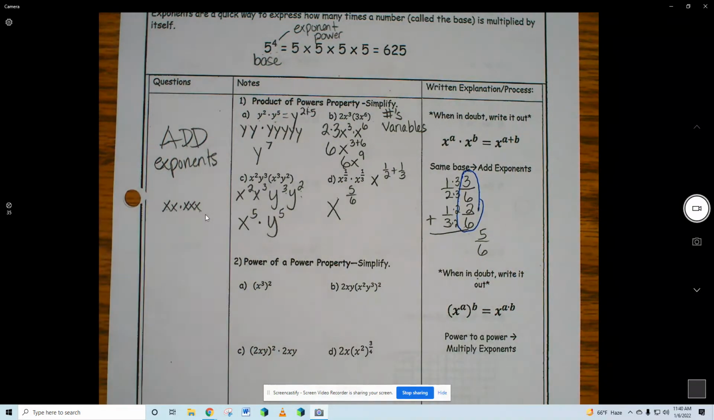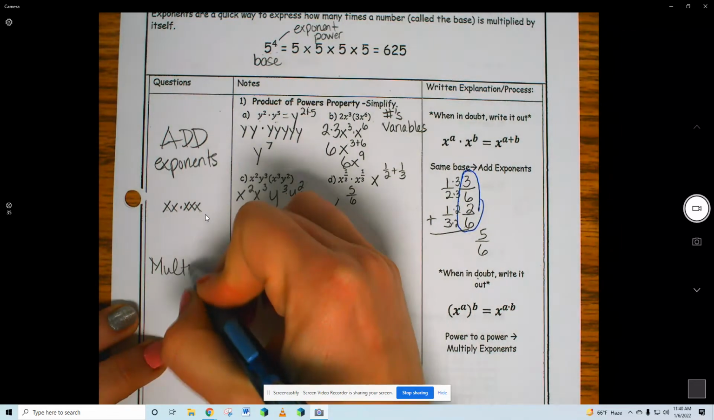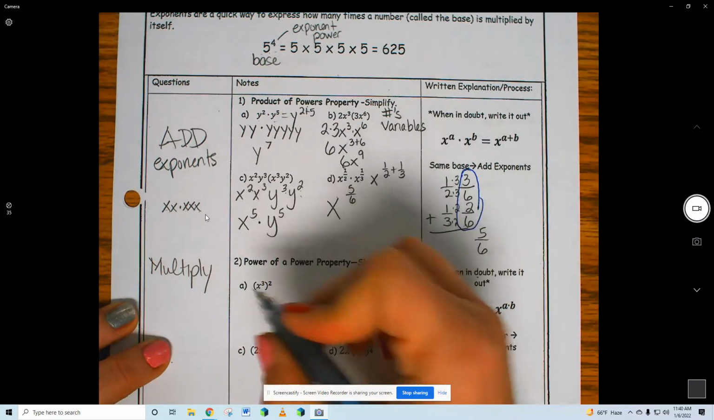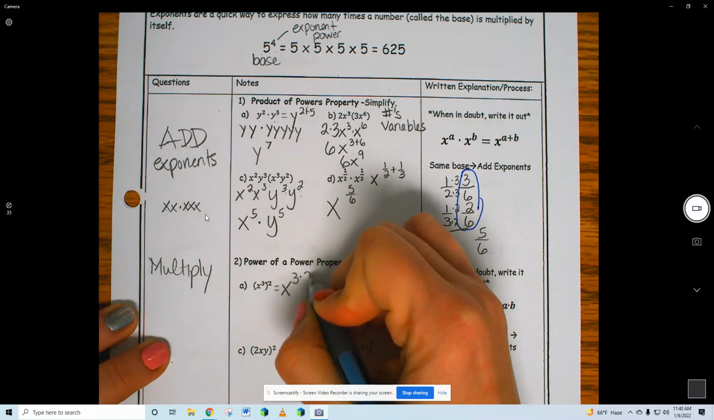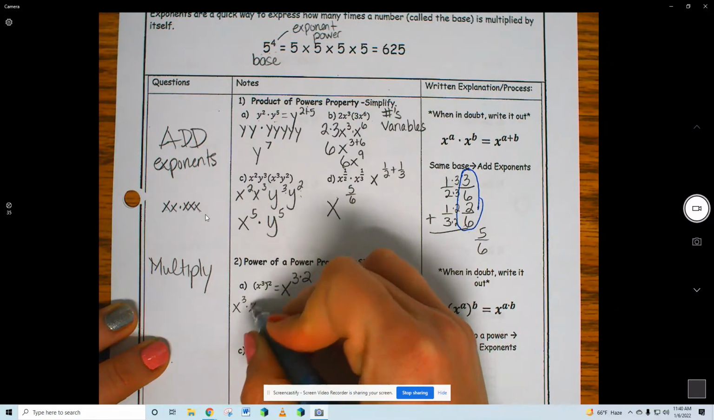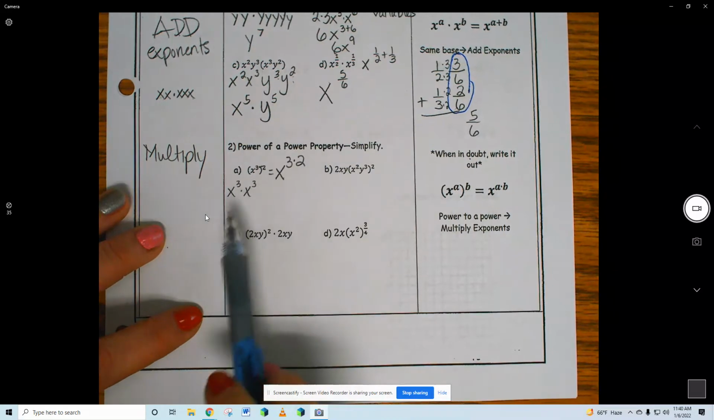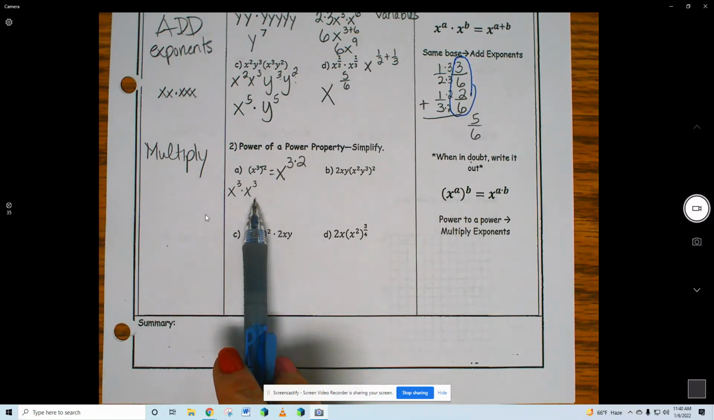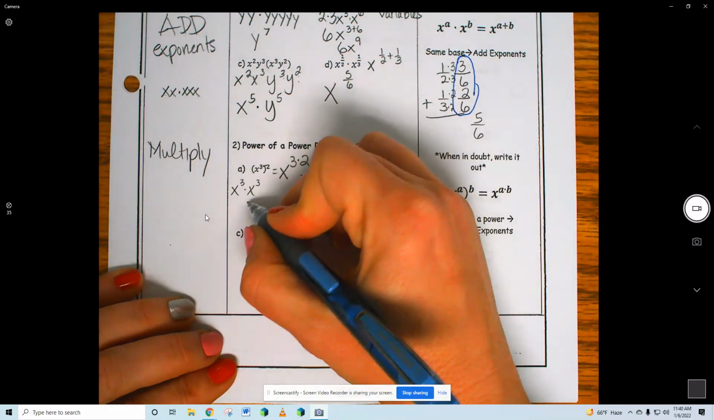Now, that's the first section. Now the second part of our lesson today is going to be called power to a power. Power to a power means I'm going to multiply the 3 times the 2. 3 times 2. Or I could say x cubed twice. So I'm right here on 2a. But in either circumstance, don't I get x to the 6th?